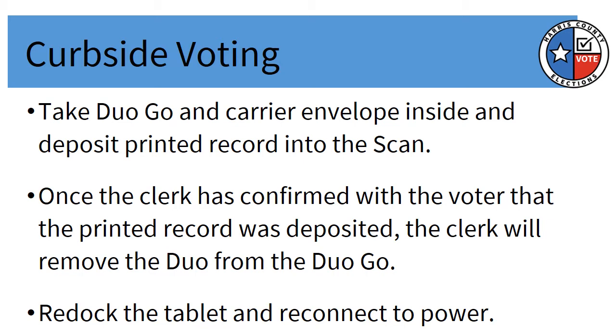Set the tablet into the docking cradle on the Duo booth, and the LED light will turn green when properly docked. Lock the tablet in place. Reconnect the Duo Go to the AC power. Whenever the Duo Go is not being used, it should be plugged in to charge. You can check the status of the battery inside the Duo Go attachment.